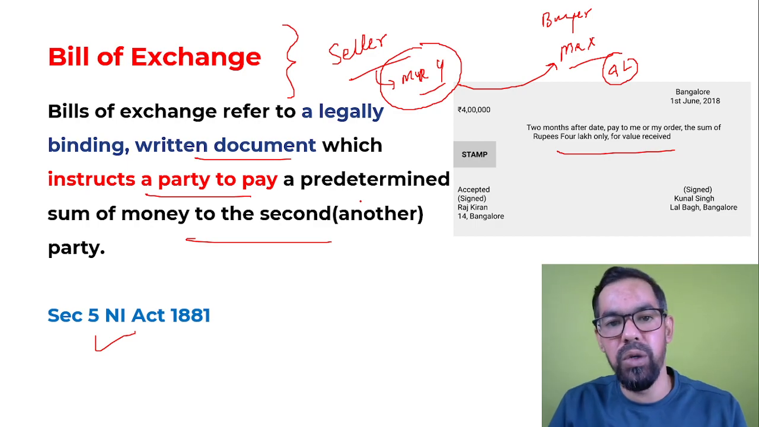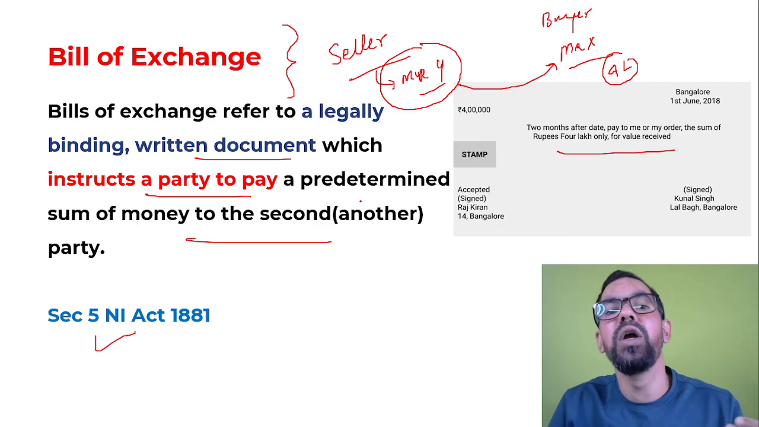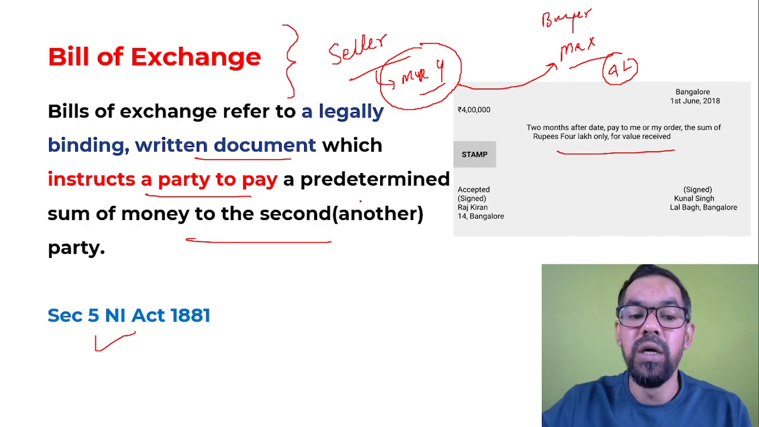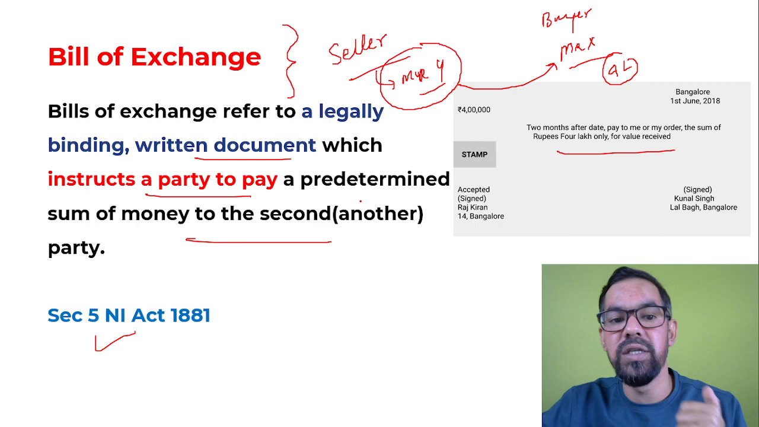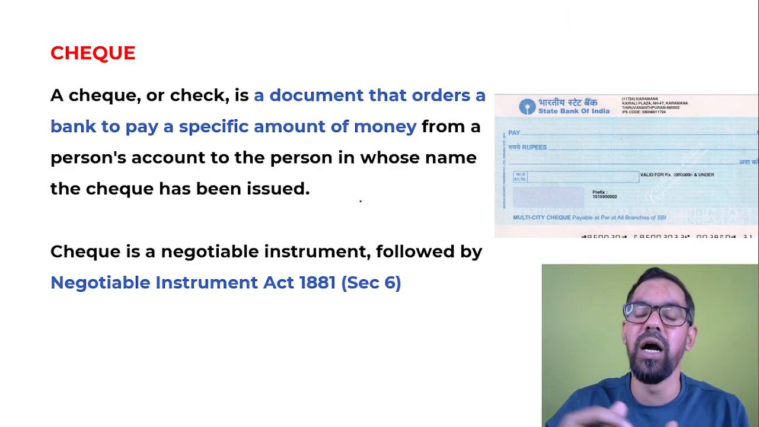So I order to pay you this sum of money on this particular future date, or after 1 month or 2 months. Okay, and it is defined under Section 5. So it is law binding, we can say, and it's a legal document. Now the third one is check.